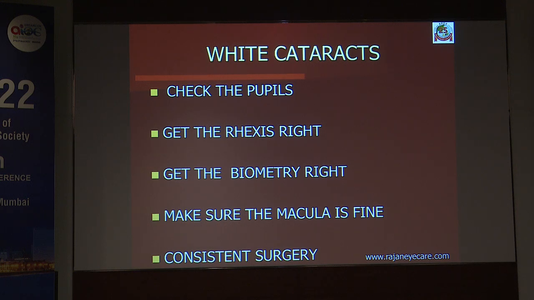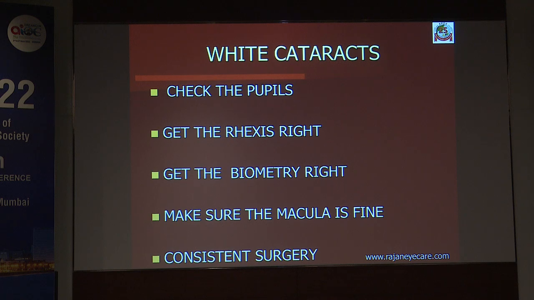Okay, what are the things you should check for before you put a multifocal lens? For that matter, any lens. Check the pupils. Make sure that this patient has got fairly good vision, because many times they have mature cataract, they are not very sure when they lost the vision in that eye. So they may have an underlying optic nerve or a retina problem. Check the pupils, get the rhexis right. 100% you have to get the rhexis right.